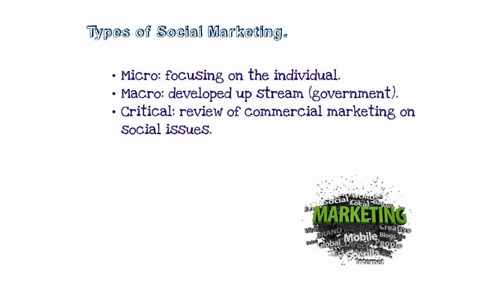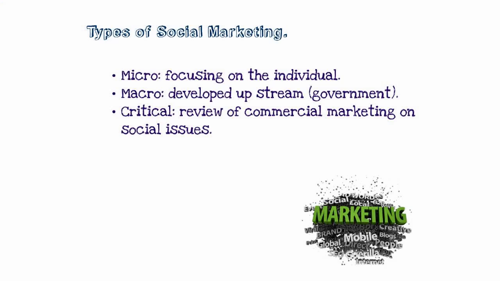In addition to the 4 categories I've highlighted, there are also different types of social marketing. The 3 core ones are micro, focusing on the individual, which is what we're really doing today; macro social marketing, which is developed upstream by governments; and finally critical social marketing, which is a review of commercial marketing on social issues. Now, as I said, the rest of this presentation will focus on the micro element, so I won't go through the details now. I just want to quickly explain what macro and critical social marketing are.